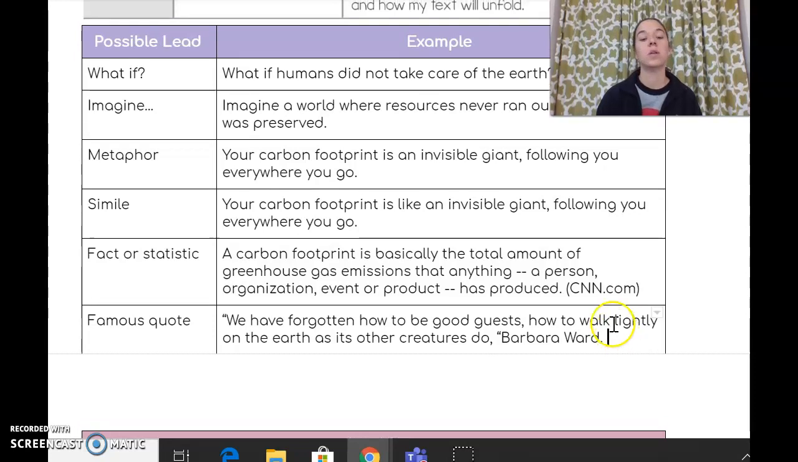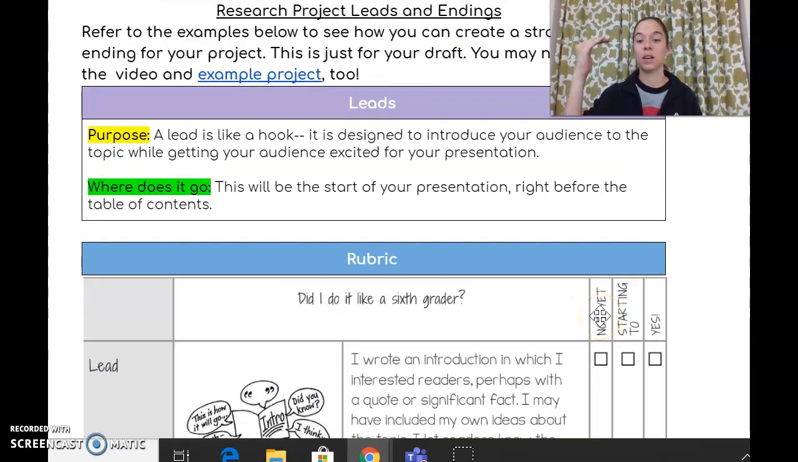The lead is so important, guys, because again, it is going to get your reader interested and it's going to set the tone for the rest of your project, okay? So you may want to pause right now and think about your lead.